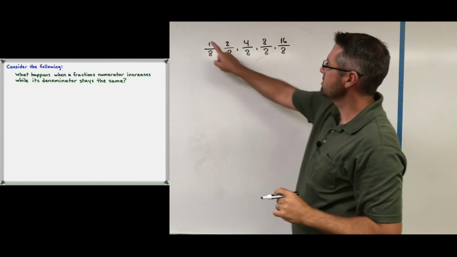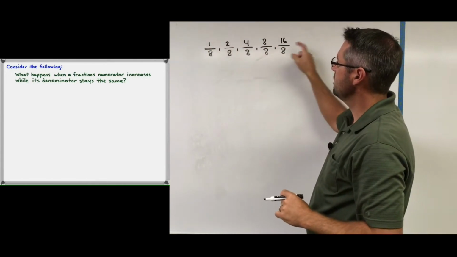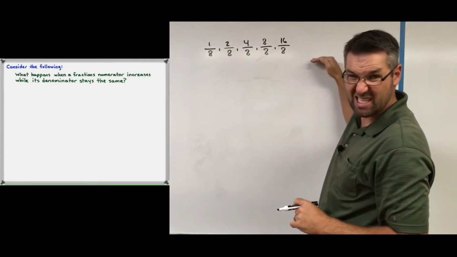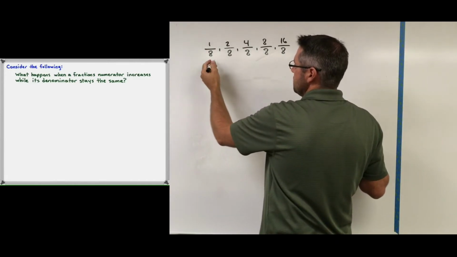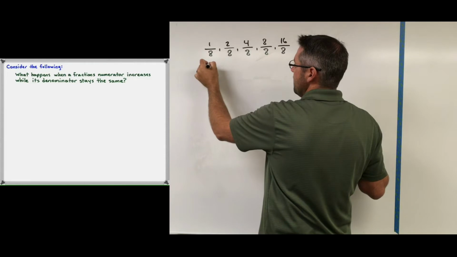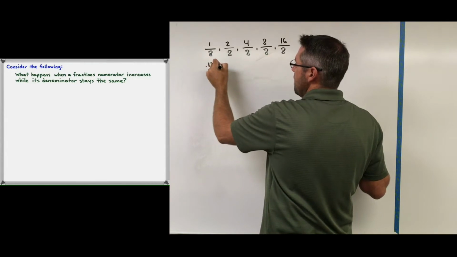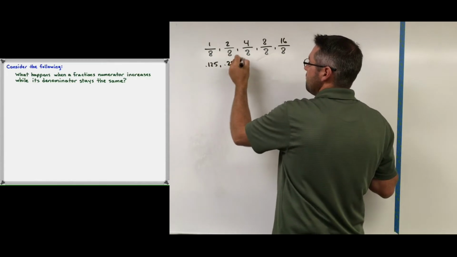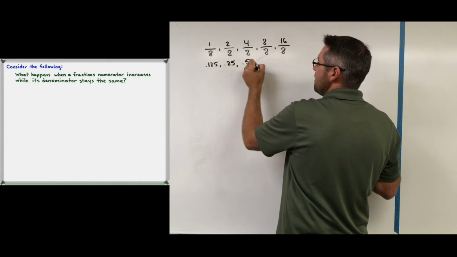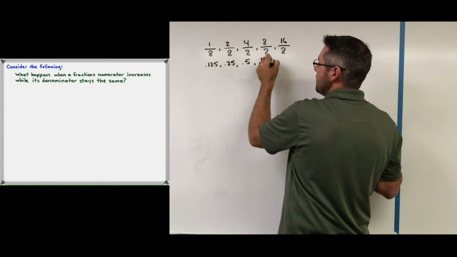What is happening as the numerator increases, but the denominator stays the same? What's happening to the overall number? Well, 1/8 is, what is that? That's 0.125, I believe. Okay. 2/8 is 1/4, so that's 0.25. 4/8 is a half, so that's 0.5. 8/8 is 1. 16/8 is 2.